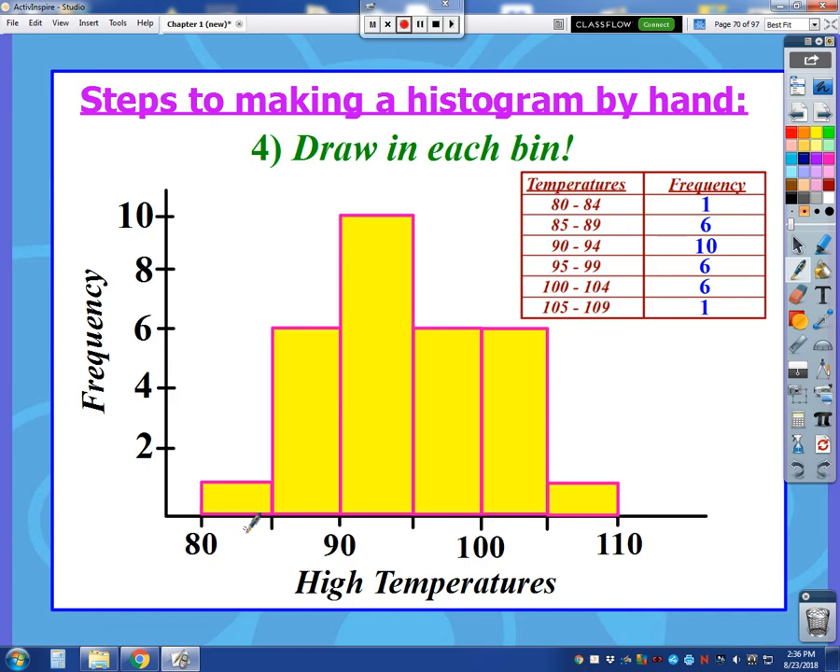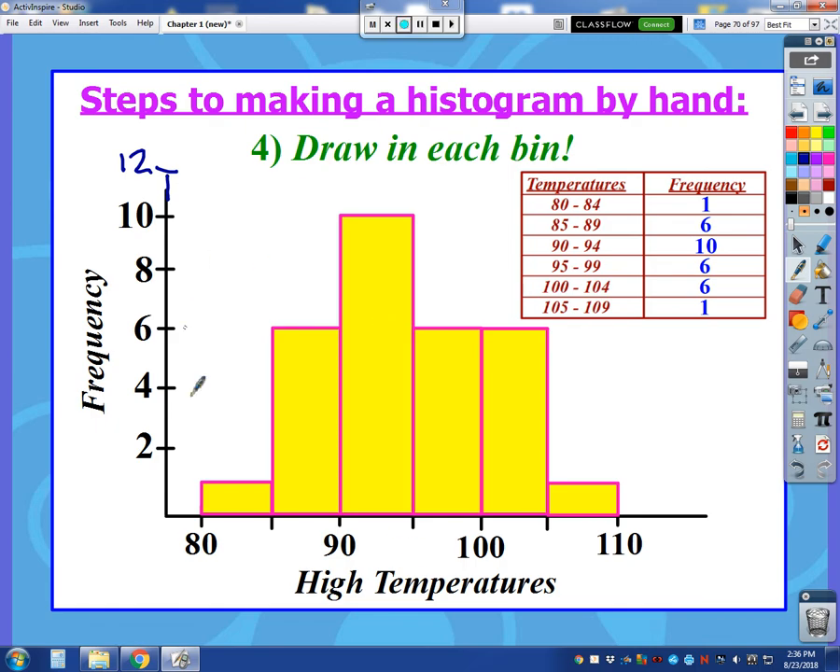So the 80 to 85, I only had one value. It was that 84. So I go up to 1, come down, and 85 to 89, I had 6 values, come up, over, down. And so notice I maxed out here at 10. If you didn't know how far you were really going and you went to 12, well, that's fine. You can go up to 12. You just don't have any values up here.